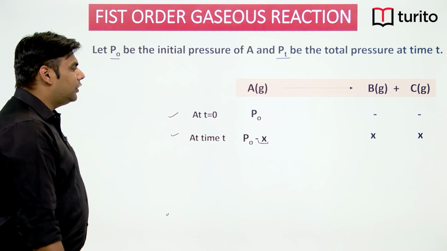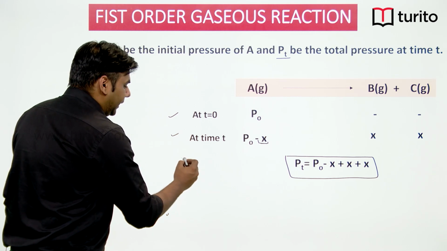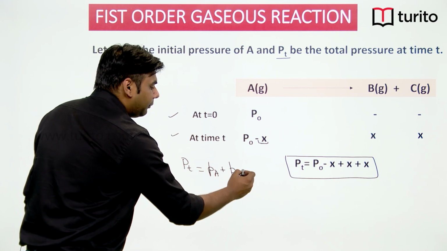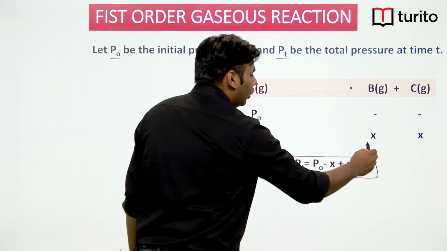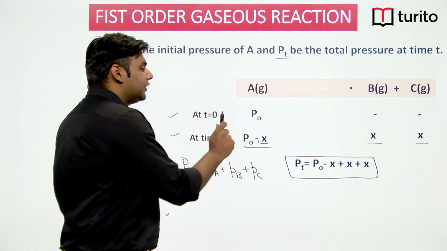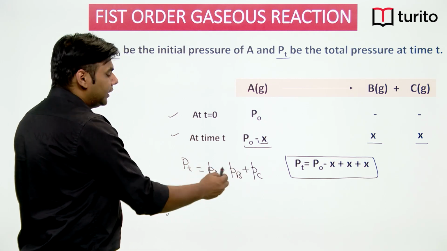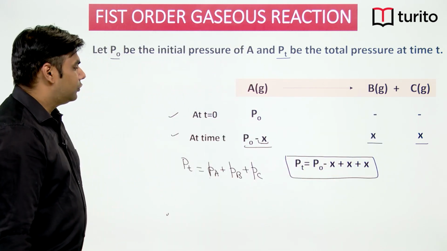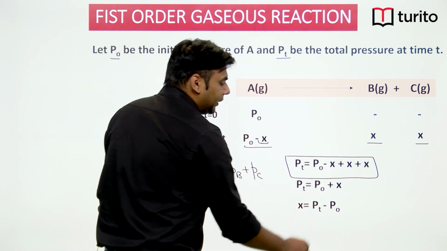Okay. Now we know that the total pressure at time T will be equal to the partial pressure of A plus partial pressure of B plus partial pressure of C, because after time T we are having all the three gaseous components in the container. So the total pressure exerted will be the sum of their partial pressures. So Pt will be Pa plus Pb plus Pc. Now we know that Pa is P naught minus X, Pb is X and Pc is also X. So basically we will be getting Pt as P naught plus X. So we can say that X is Pt minus P naught.